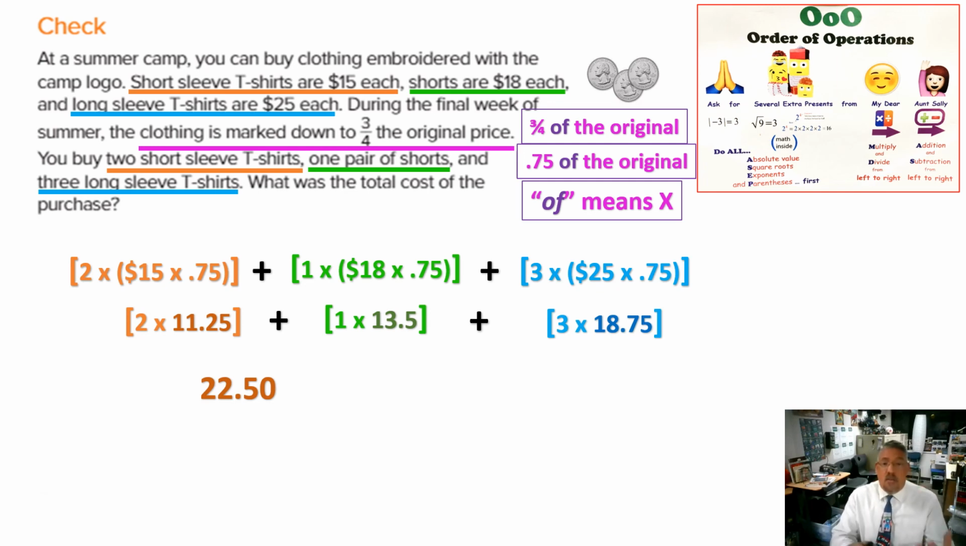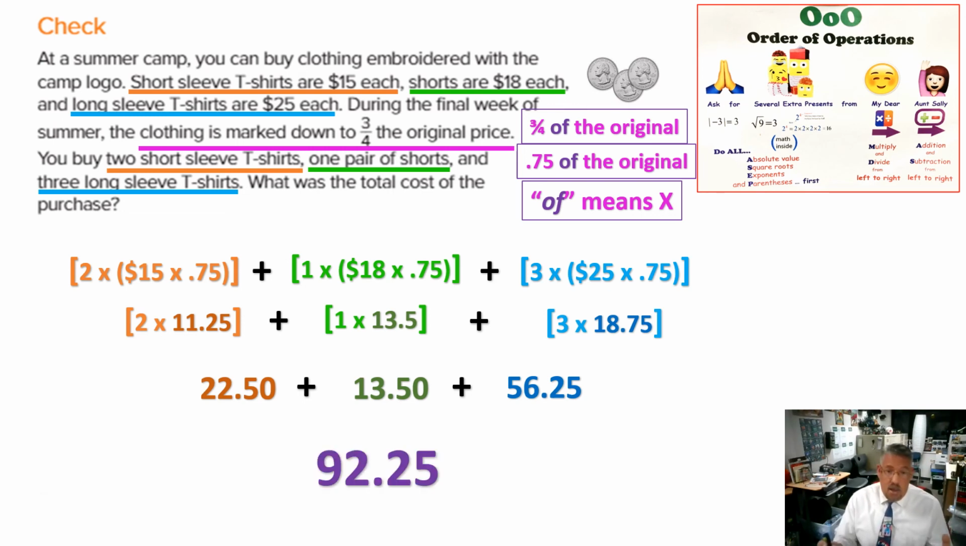All right, so now I solve each of my brackets. 11.25 times 2 gives me 22.50. 13.5 gives me 13.5 or $13.50. 18.75 times 3 gives me $56.25. And when I add all those together, I get 92.25. Step by step by step. Once again, it's a story problem, so I need a label, and it's dollars.